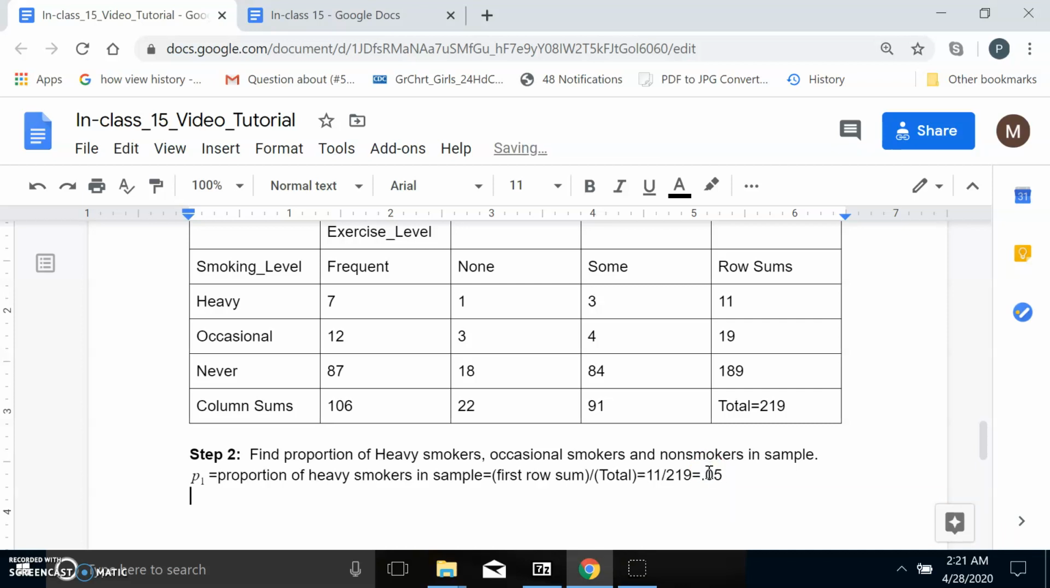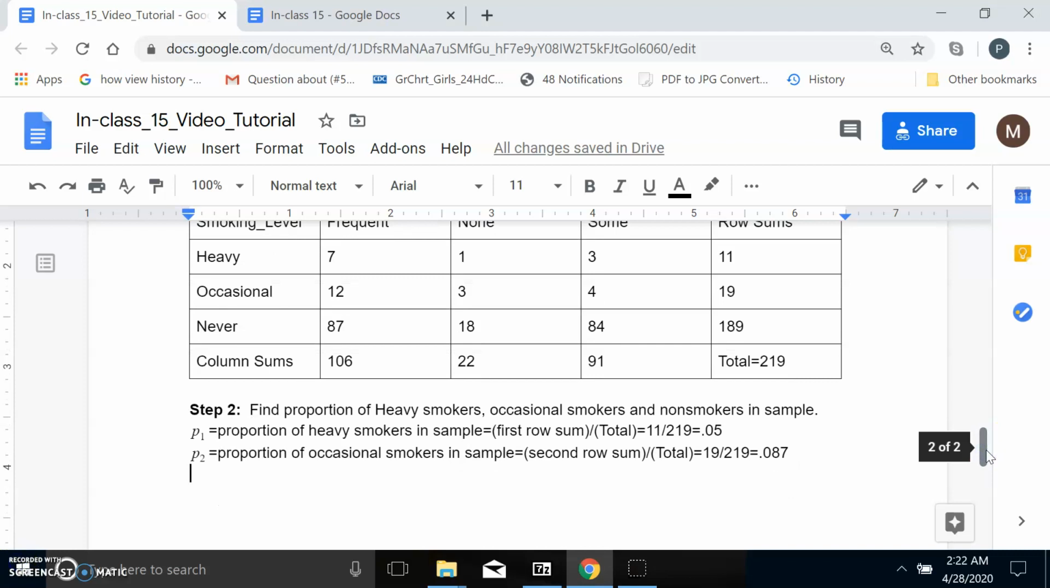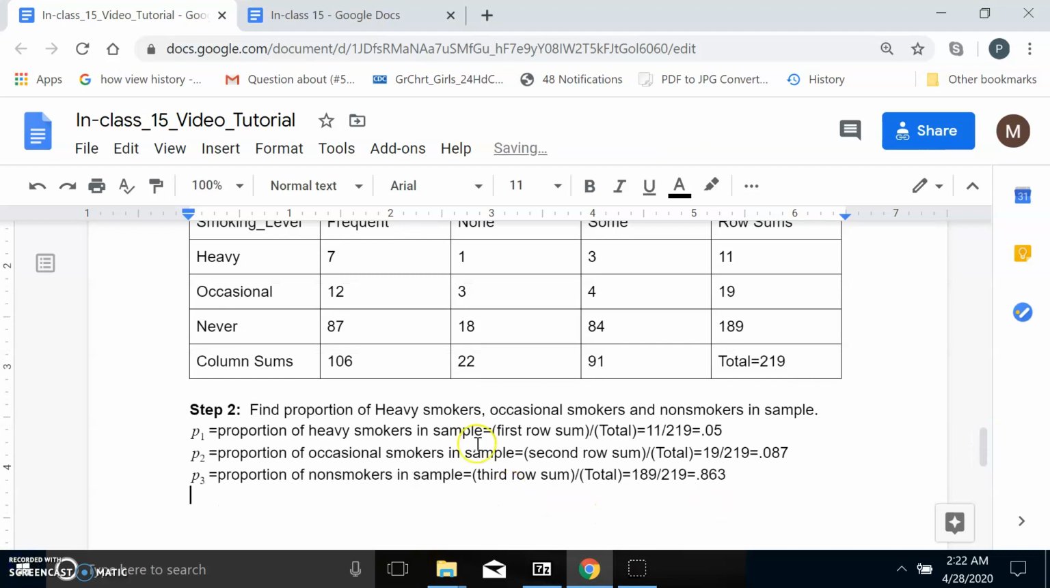Okay, next we'll do the proportion of occasional smokers in the sample. So occasional is 19 out of 219. So you can check it's 0.087. And lastly, let's do the proportion of non-smokers. So non-smokers, we have 189 out of 219, so it's 0.863 roughly. Okay, so we're done with step 2. Let's go on to step 3.